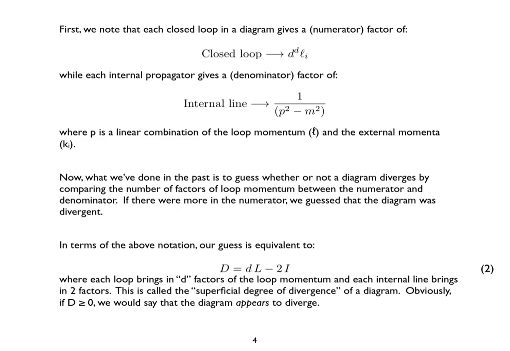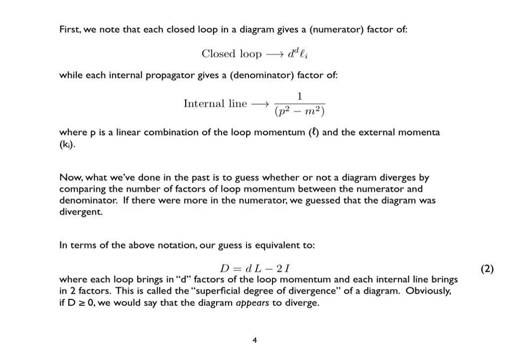All right, and so what we've done in the past is basically, like I said, we compare the number of factors of loop momentum in the numerator to the number of loop momentum factors in the denominator, and just basically guess. So we saw if we had equal or more factors of loop momentum in the numerator, we guessed that it was going to be divergent, and we were always right. We always came out with poles, and we used dim reg, right? So what we want to do is generalize this.